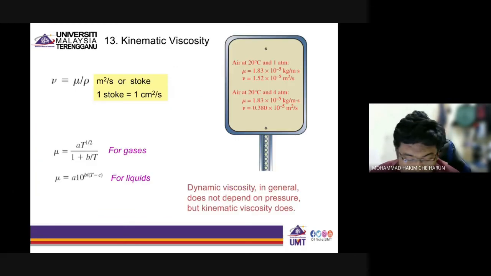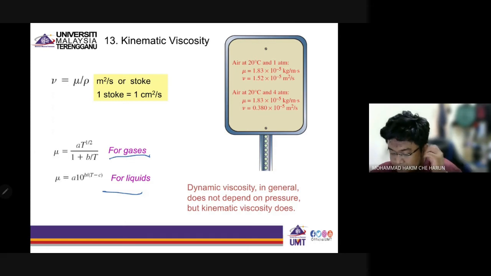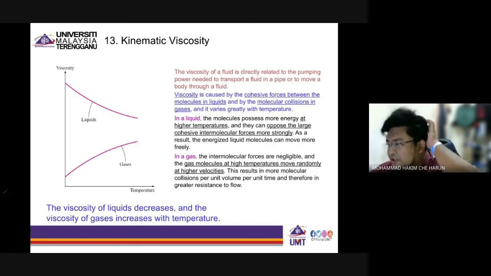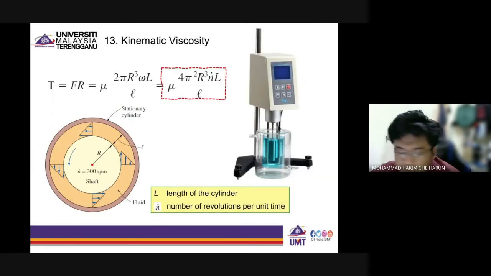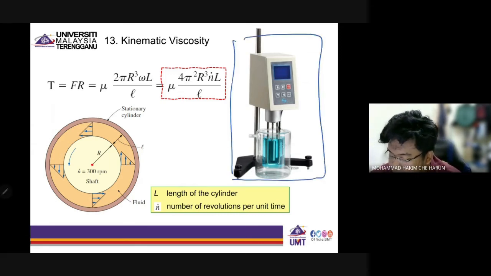Okay, the next one is kinematic viscosity. So given the kinematic viscosity for gases, this is the formula. For liquids, this is the formula. Okay, so this is boring stuff. You want to read, you can read by yourself. What I want to do is we have to learn about more on problem-based learning. So as you can see in the photo here is the viscometer. Yang ni dia ambil cross section. Kalau tengok daripada bawah, inilah rupa dia sebagai cross section.